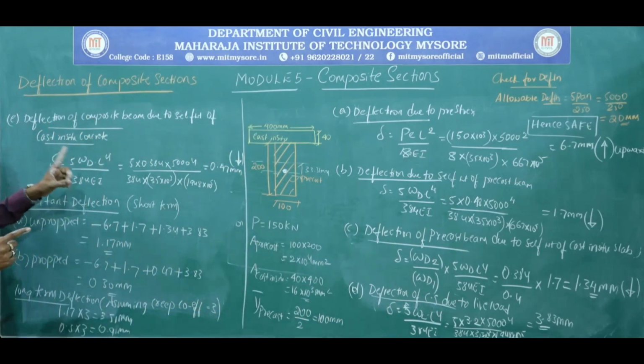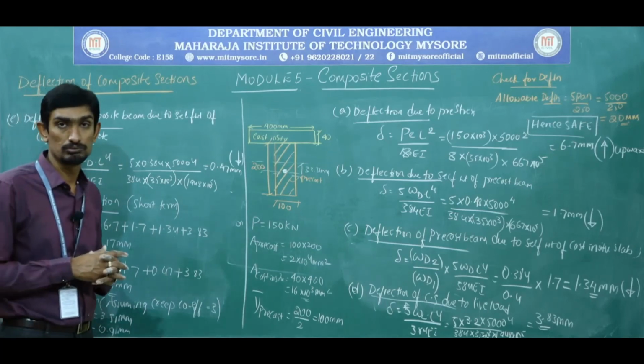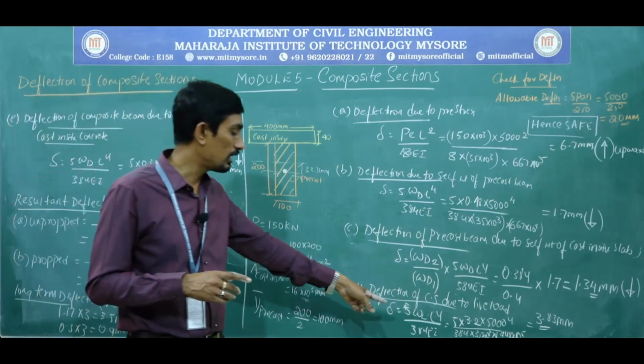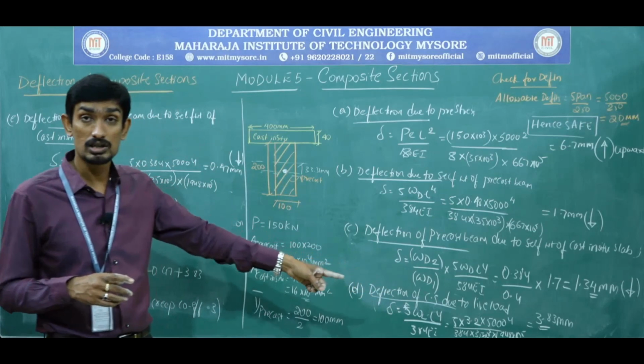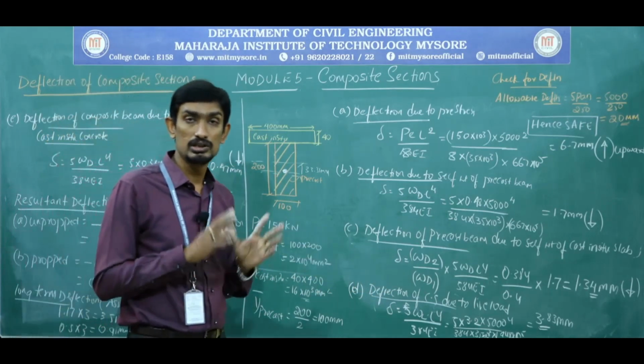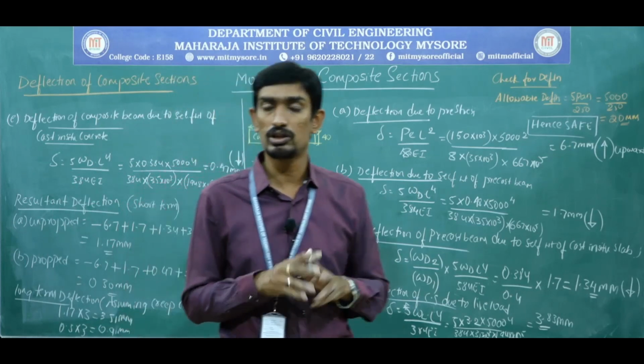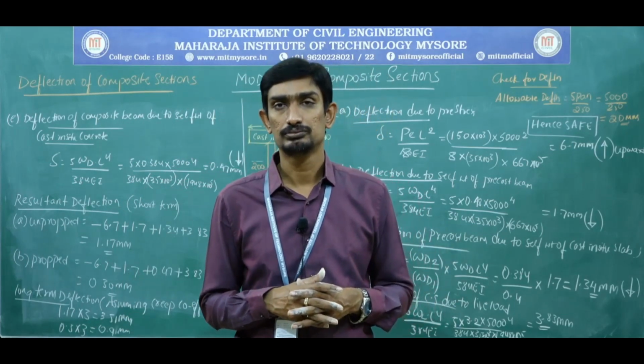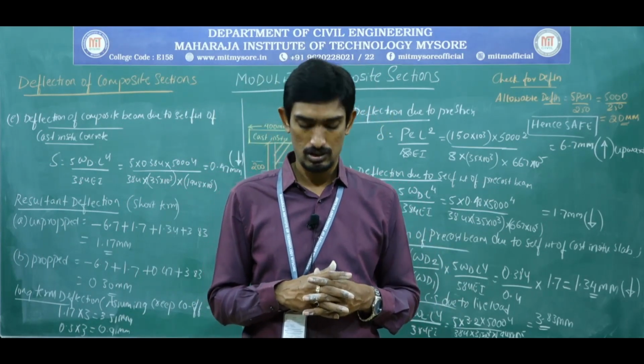Now come to the propped case. Here also you are substituting I of composite. Same thing you need to substitute here, and also you need to be very careful with the E. So here you need to substitute E of cast in situ. You can substitute the modulus of elasticity of precast, but you need to substitute the modulus of cast in situ. This is the only change in the problem. The rest of the things remain the same. Did you get my point?